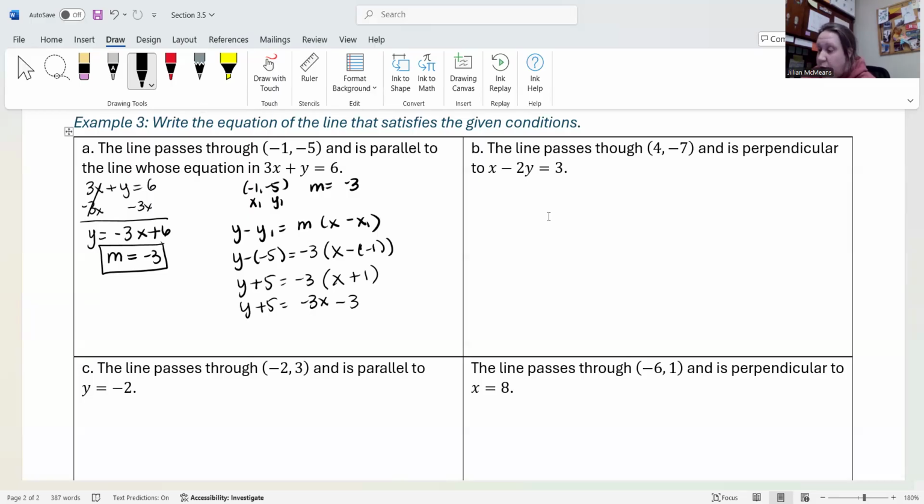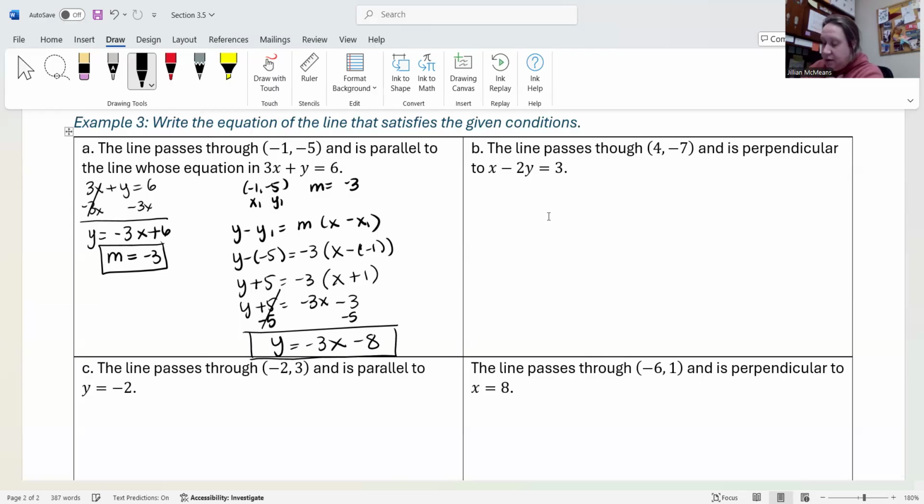Finally, we want to write this in slope-intercept form. That's the consistency we've had throughout all these examples so far. We've written them all in slope-intercept form. So let's solve this one for y. I'm going to subtract 5 from both sides. On the left, the 5's cancel to become 0, so I get y equals -3x minus 8.